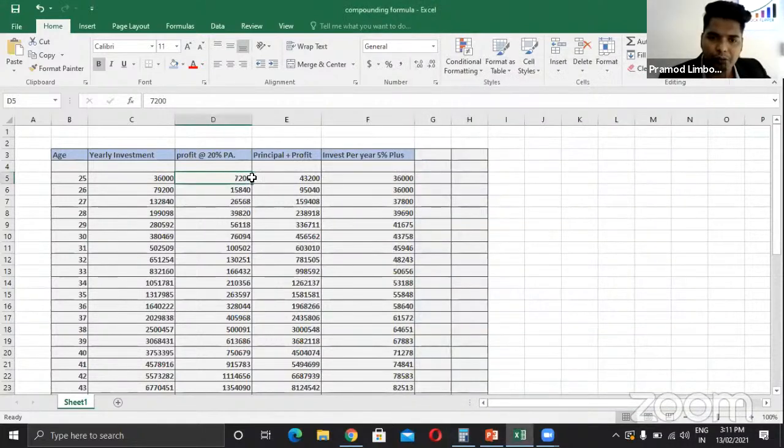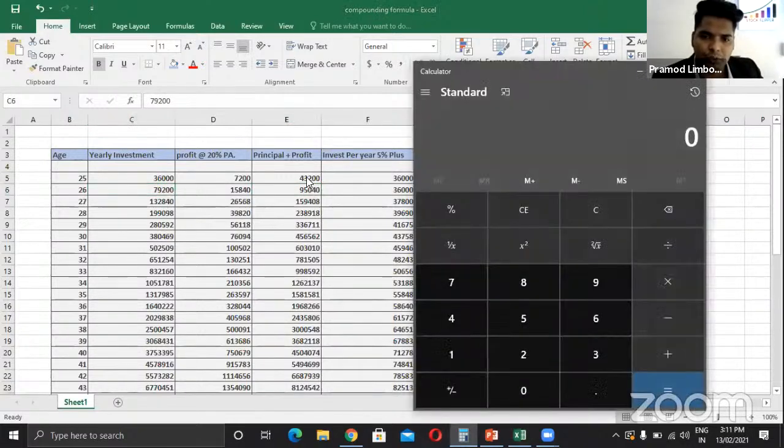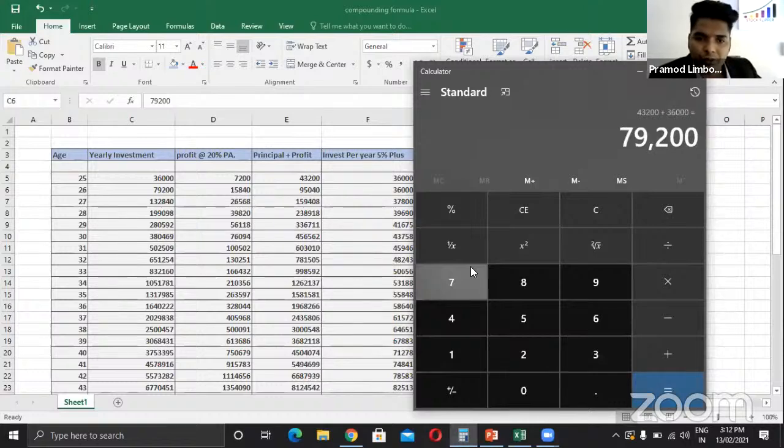Your 20% on 36,000 will be around 7,200. So total principal plus profit will be 43,200. Next year you will not increase, just keep the same amount at least. Next year you are also investing 36,000. The previous amount was 43,200, plus now you are investing 36,000. So your total investment for the next year will be 79,200, right?